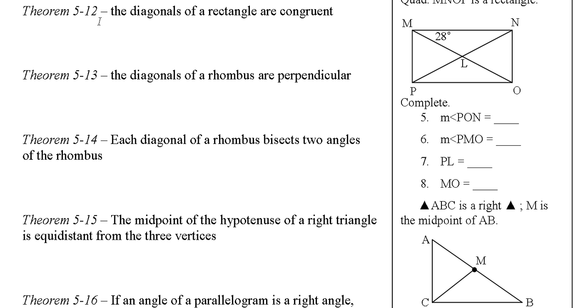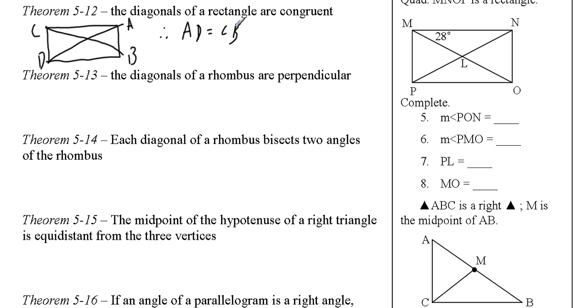We'll start with theorem 512. The diagonals of a rectangle are congruent. What this means, if I have a rectangle, this segment is congruent to that segment. So if this were A, B, C, D, if it's a rectangle, we say AD is equal to CB. Remember, this is not a characteristic of all parallelograms. Parallelograms just bisect the diagonals. These diagonals actually are the same length.